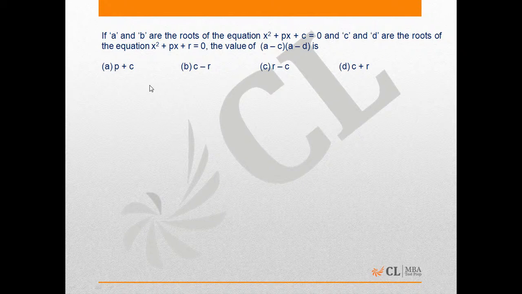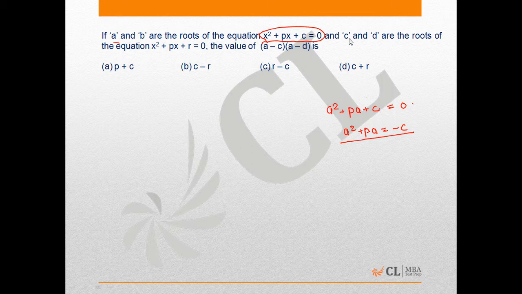This question should be done in round 2. It says if a and b are the roots of the equation x square plus px plus c. First of all, if a and b are the roots of this equation, can I say a square plus pa plus c is 0? So this is a square plus pa is minus c.